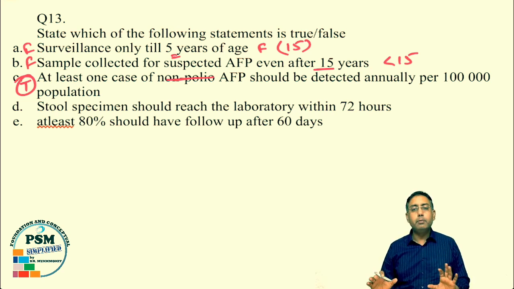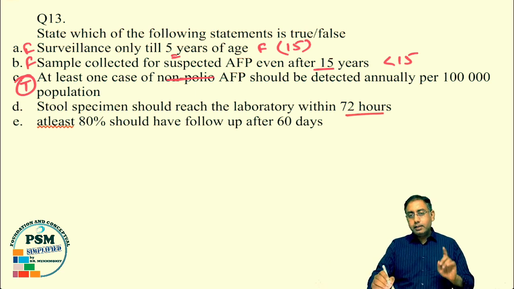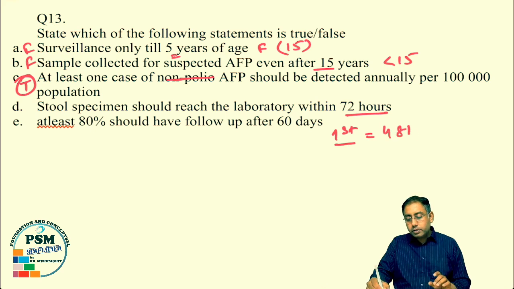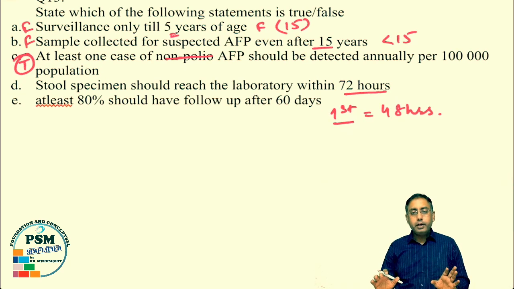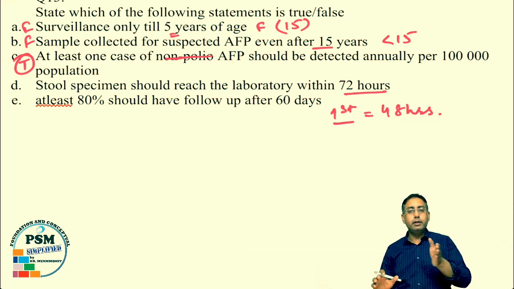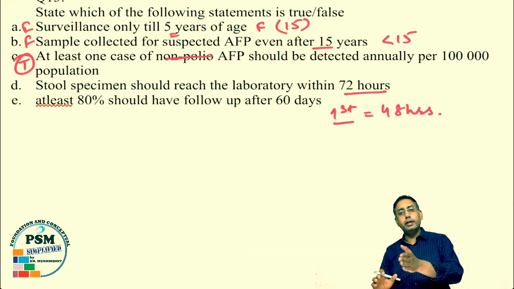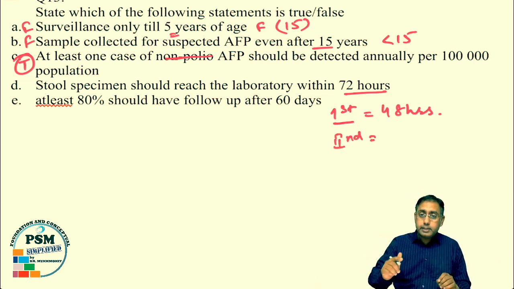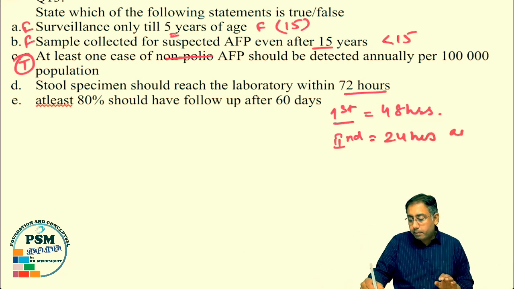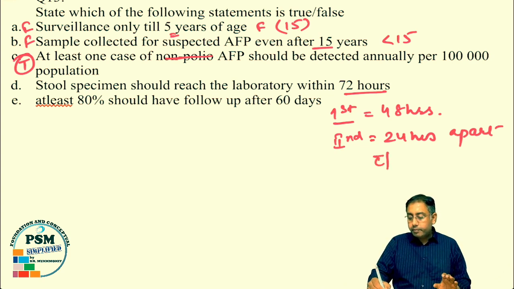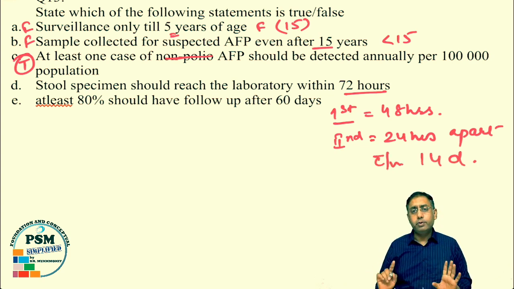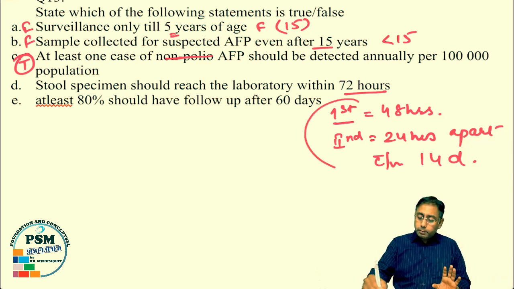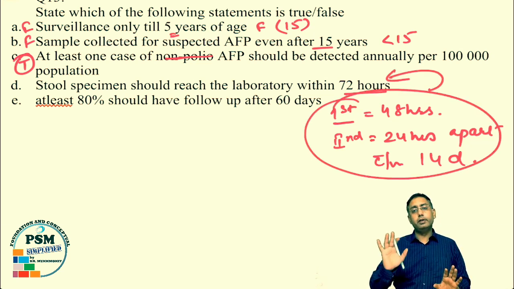Stool sample should reach the laboratory within 72 hours. Perfect, right? Listen to it carefully. The first sample should be collected within 48 hours of reporting. Very commonly students make this mistake. First sample is collected not within 24 hours, it is collected within 48 hours of reporting. The second sample is collected at least 24 hours apart from the first sample, but within 14 days. Both samples should be collected and sent to the laboratory within 72 hours.